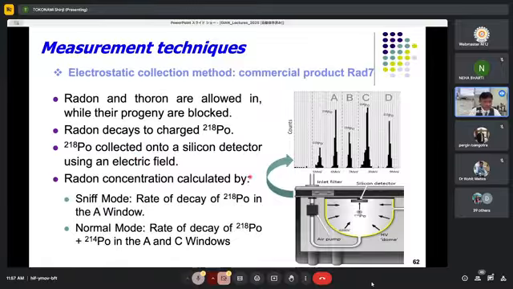Radon concentration is calculated by sniff mode, the rate of decay of polonium-218 in the A window; in normal mode, the rate of decay of polonium-218 plus polonium-214 in the A and C windows. This is an example of an alpha spectrum collected on the surface of a silicon semiconductor detector. This is a background, polonium-210.